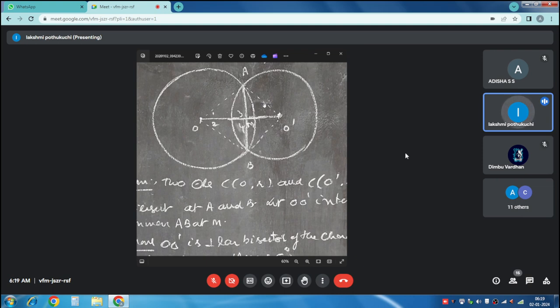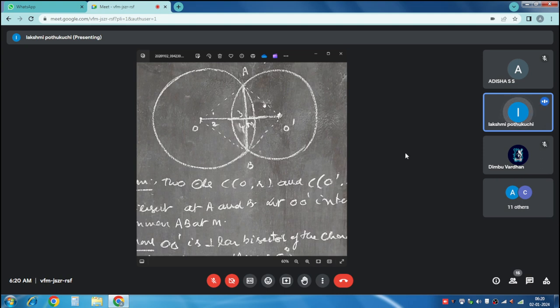Two circles are drawn. These two circles are intersecting at two distinct points A and B. O is the center of the first circle, O dash is the center of the second circle. Line segment OO dash is joined. AB is the common chord.